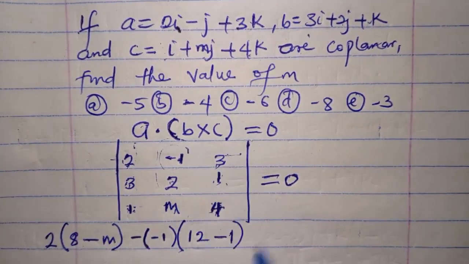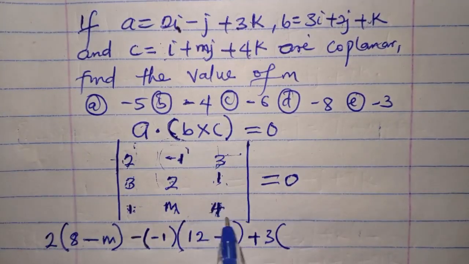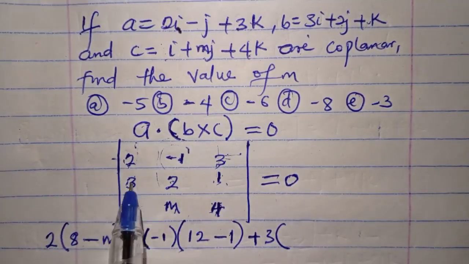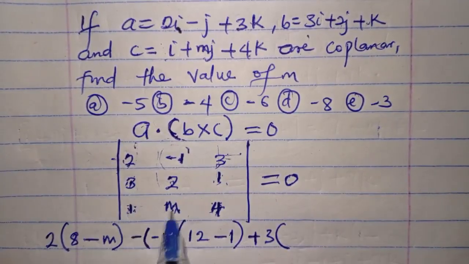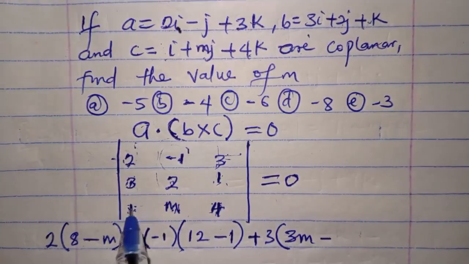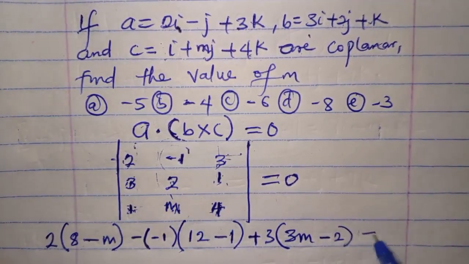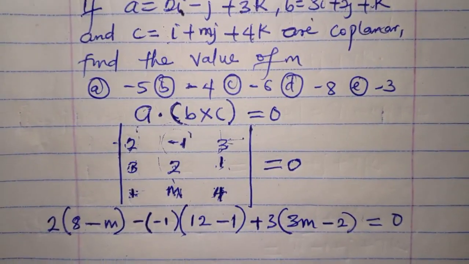Then 3 here has a sign plus. Eliminate this column, eliminate this row. We have the entries 3, 2, 1, m. So the determinant is 3 times m, 3m, minus 1 times 2, 2, all equal to 0. So let's solve this equation and determine the value of m.